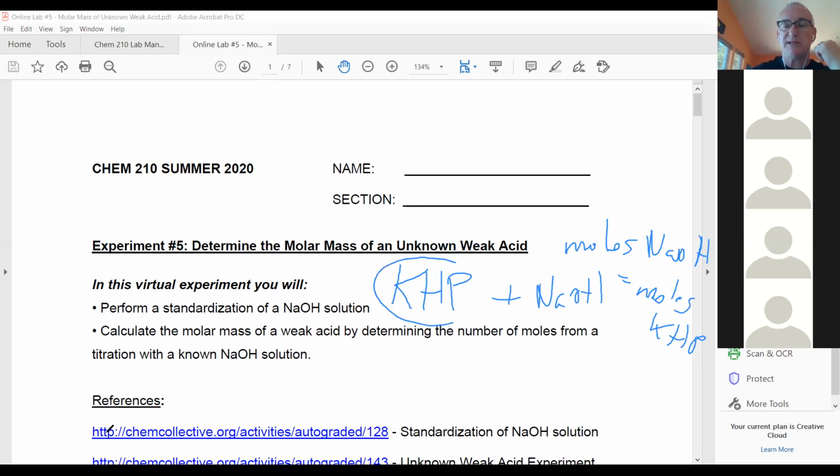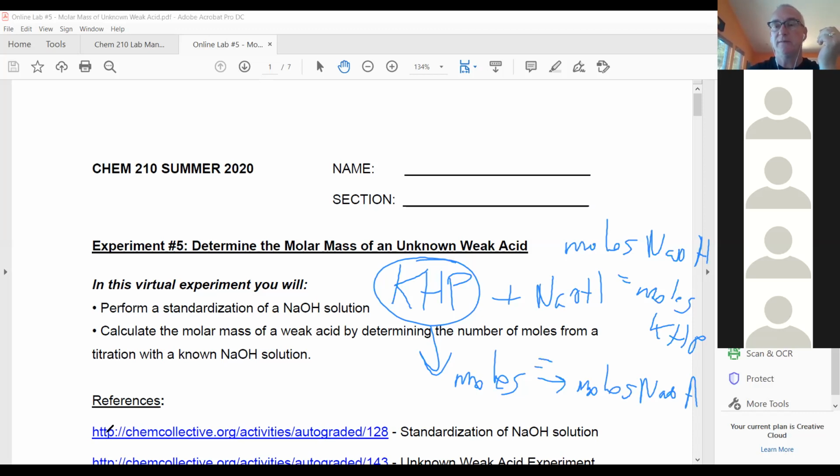Because we know the mass of KHP and the molar mass of KHP, we can figure out how many moles we have. And we can figure out pretty precisely how many moles of NaOH we're going to need. We're going to need the same amount. So we're just going to add a solution of NaOH until these two things equal each other, and then we'll know exactly what our concentration is. So we're going to do that experiment first.